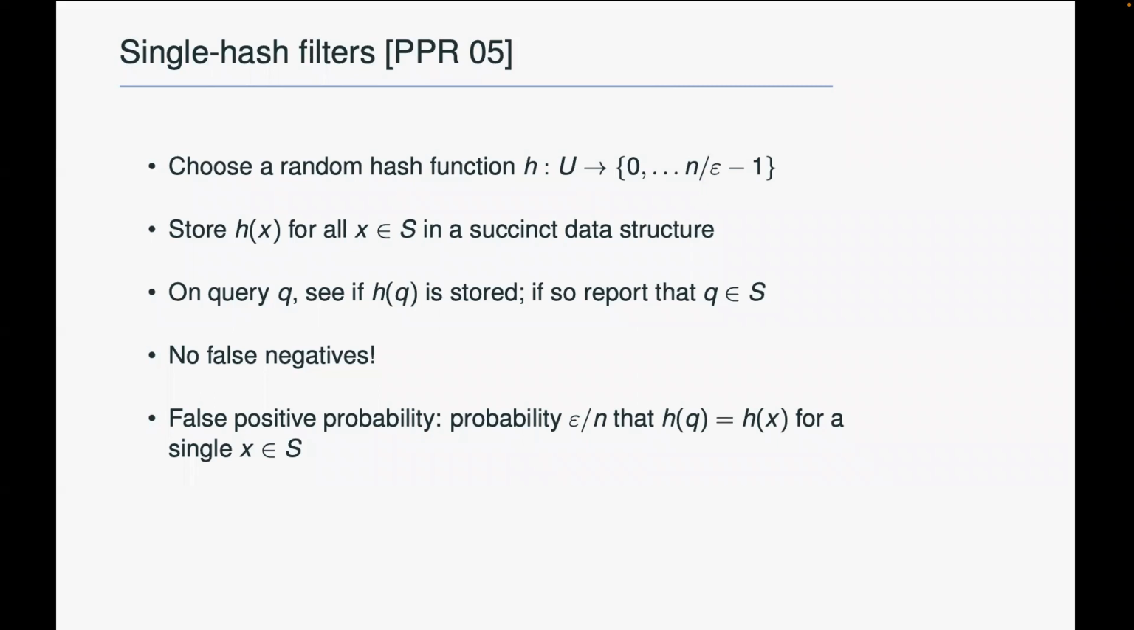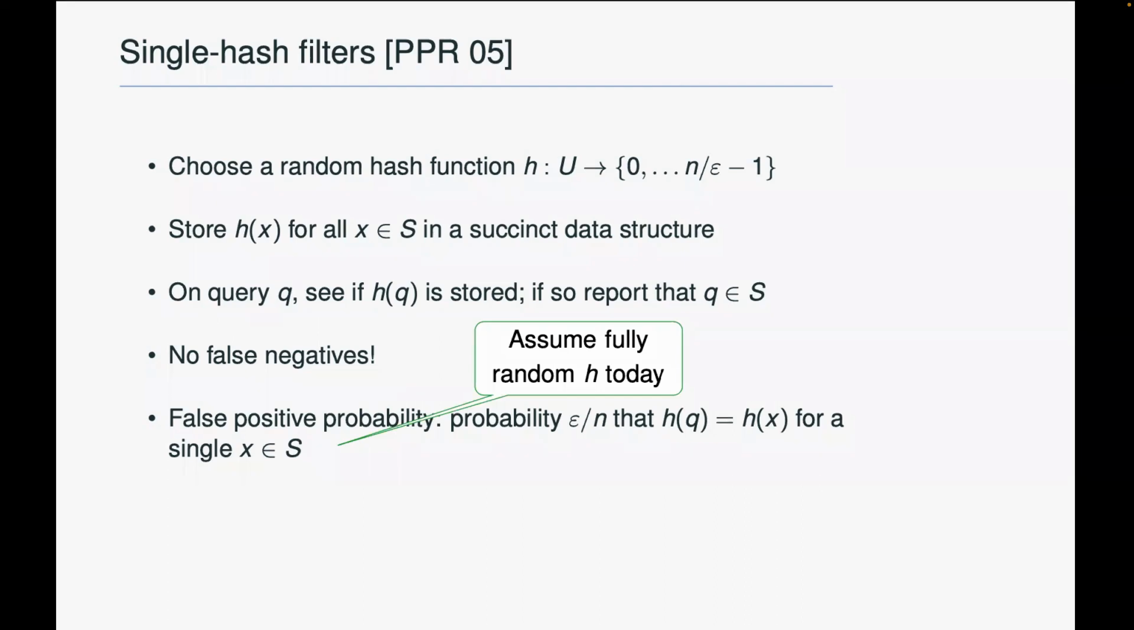So the way this works, let's look at a single item in our set. The probability that Q and that single item have the same hash is epsilon over n, because we're hashing uniformly randomly to one of n over epsilon different values. So we're going to just assume a fully random H today for simplicity.